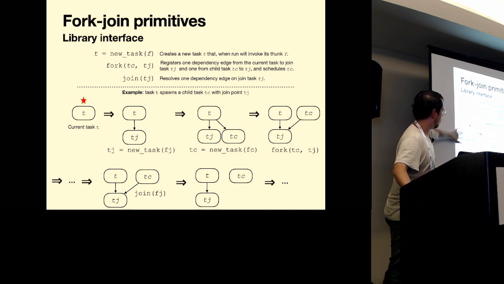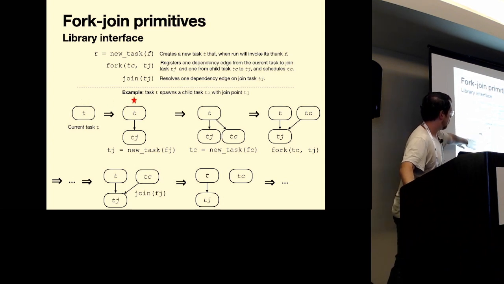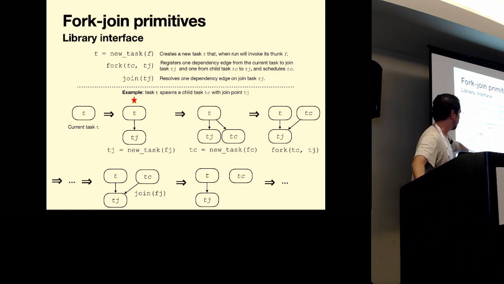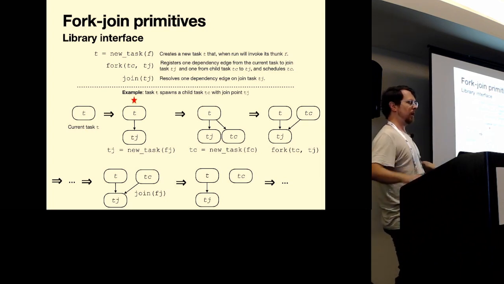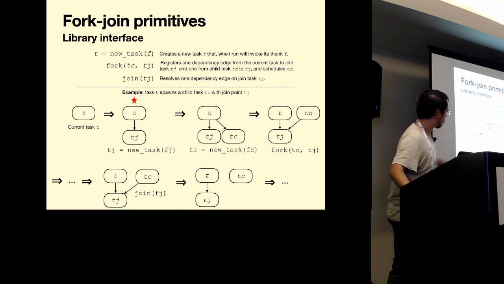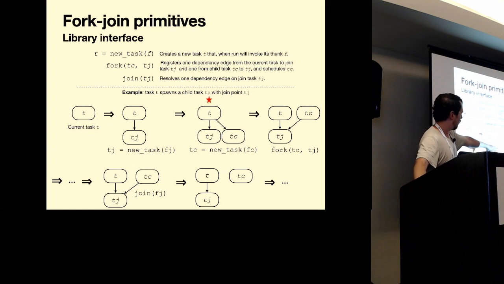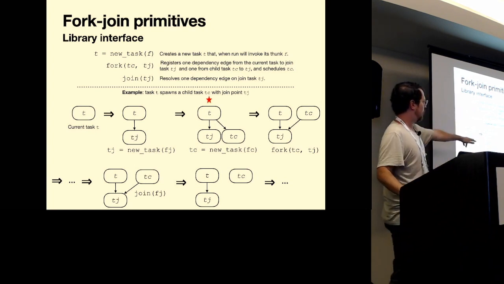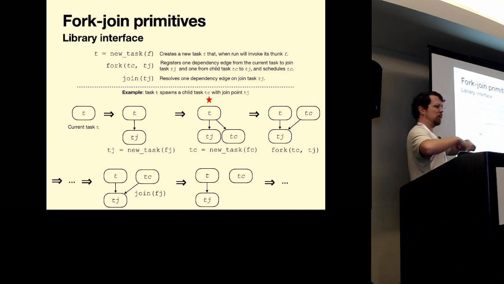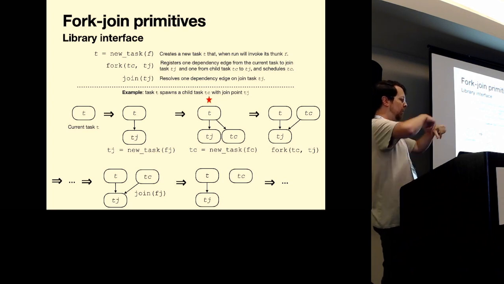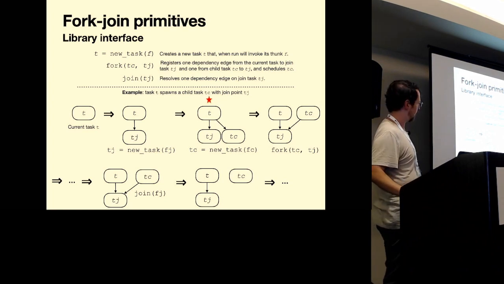Let's suppose we have a current task that's running. We're going to typically create a new join task that's going to handle the results of this fork point. Call that TJ. Now we create a child task. At this point, you can see that the dependency edges are such that neither of those tasks are ready to run. They both depend on the parent task.